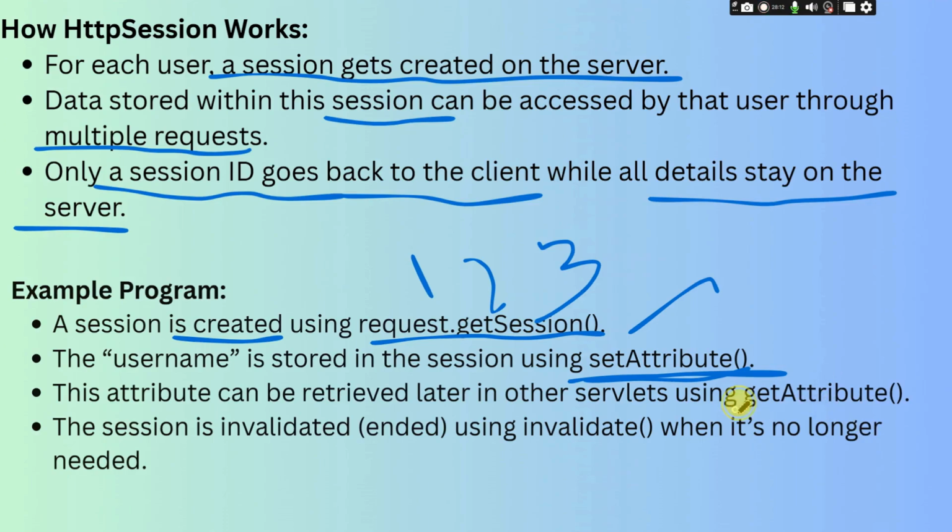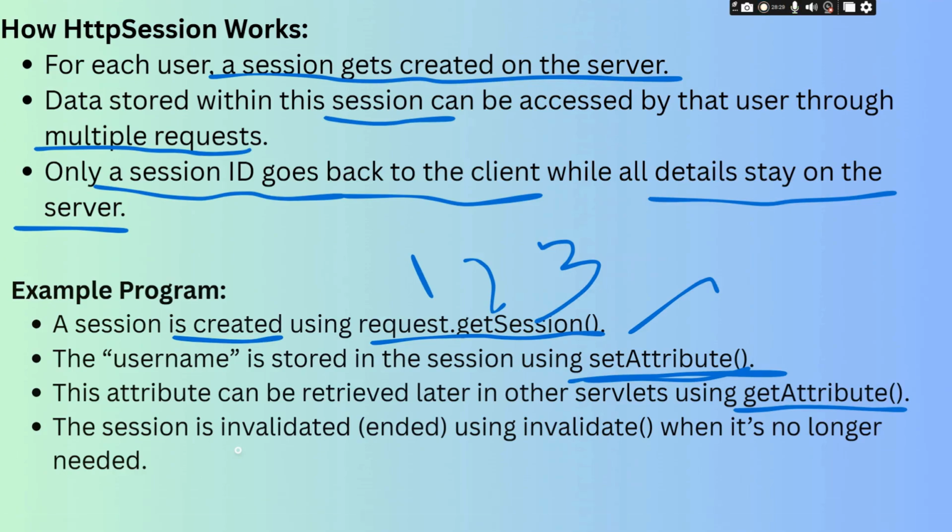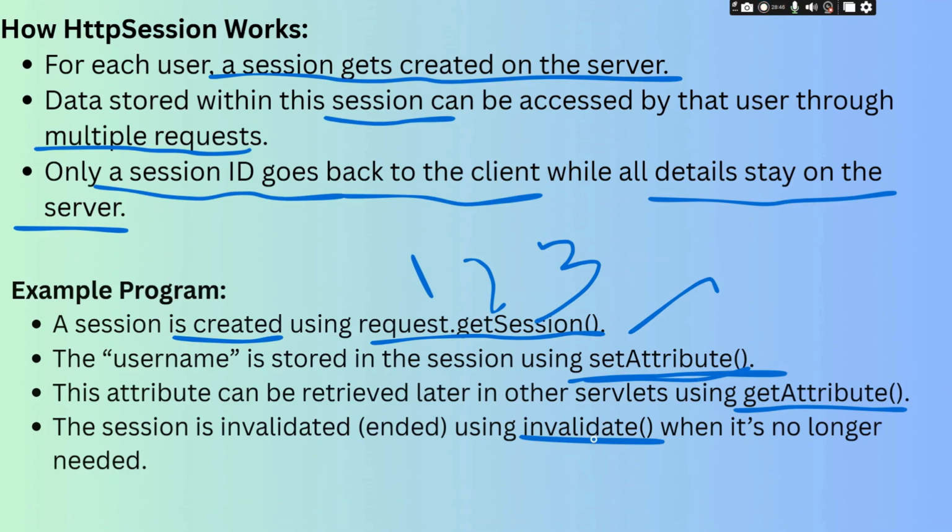Another method is getAttribute. If I want to retrieve the information of the user, I can view it by using this getAttribute. Next, you see, I told you this session ID will be alive until I log out from the respective website. How will the session ID expire? By using the method invalidate. This will execute automatically once I log out from my respective website.